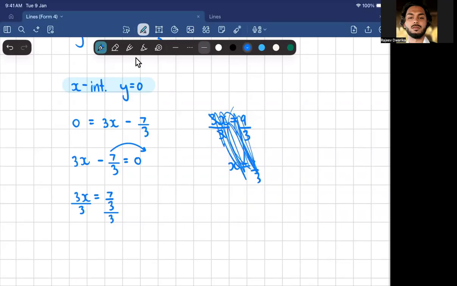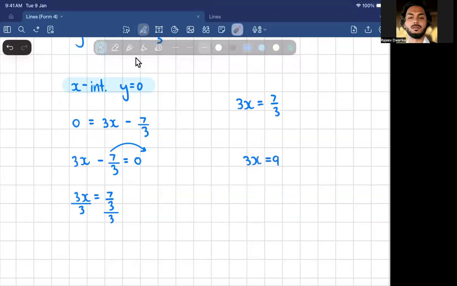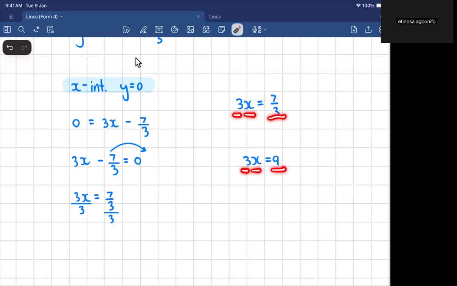Wait, so let me just come up with two examples here to decide. The question we have is 3x is equal to 7 over 3, right? And the example I gave you all just now was 3x is equal to 9. Tell me something, Etiosa. Over here, we have 3 times a variable equal to a number. Over here, we have 3 times a variable is equal to a number. Isn't it the same situation? Yeah, I think so. It is the same situation.